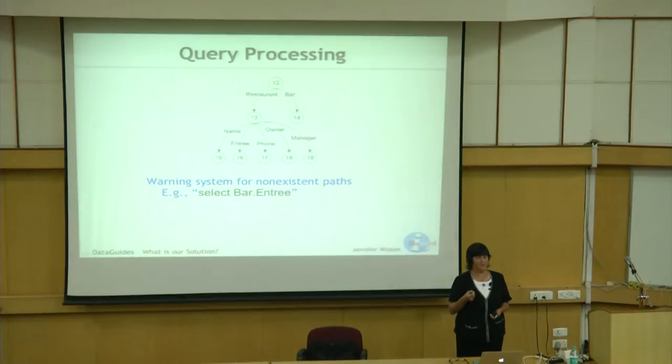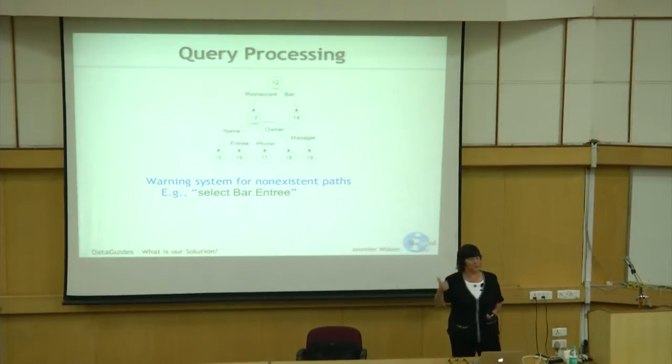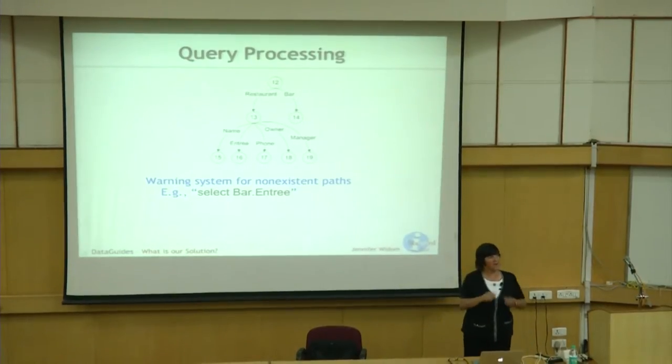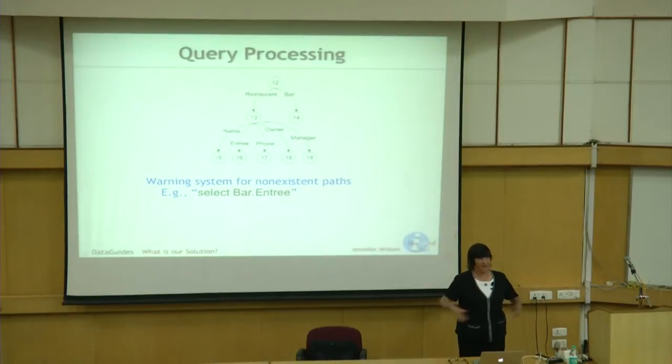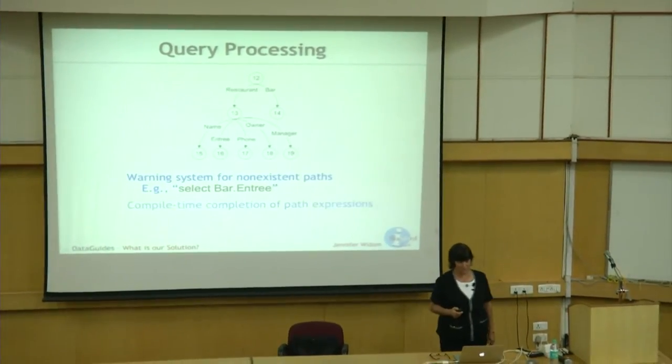So for example, if someone said, I want to find the entrees of the bars in the database, right now there are no entrees for bars. Maybe there were before and maybe there will be later. So instead of generating an error for that query, we would give a warning. And we would do that not by exploring the whole database, because if you have a million bars, you don't want to explore all of them to discover none have an entree. We would do that using the data guide, and it was much, much more efficient.